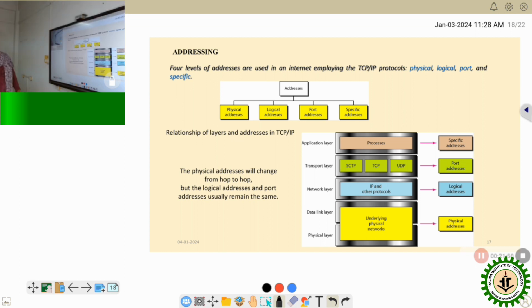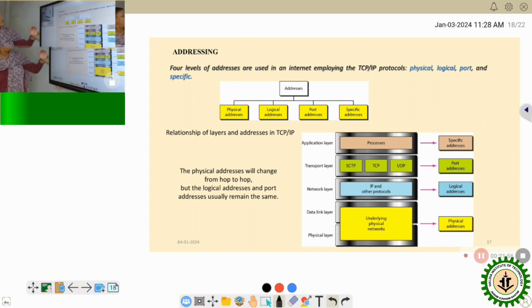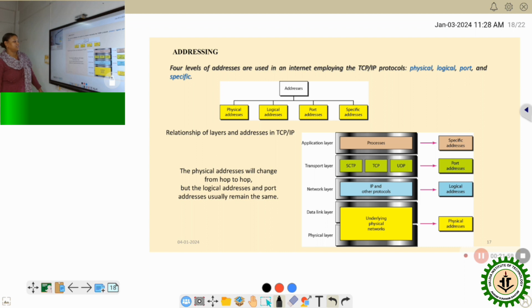And some addressing is also there. There are 4 levels of addressing in the internet: physical, logical, port and specific address. These are the address classification. Physical address changes from hop to hop, but the logical address and port address usually remain the same. So our port address or logical address is fixed for our system, but the physical address may change when it transfers from one hop to another hop or one node to another node. Physical address works on the physical layer and data link layer. Logical address is in the IP layer or network layer. Port address works on the transport layer, and finally the specific address is in the application layer.